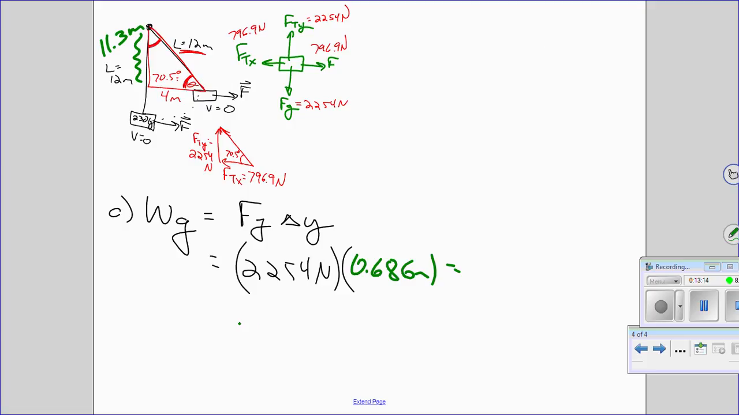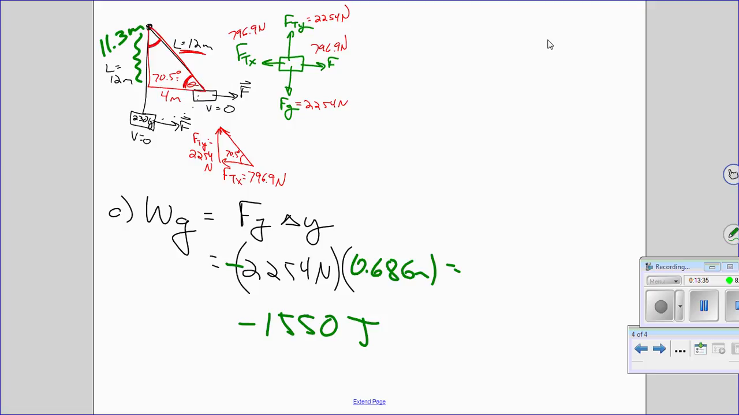It's negative. Why is it negative? What did I miss here? The displacement is up, the force of gravity is down, so you need to indicate the difference in direction there, right? Clear? Any problems? Okay.